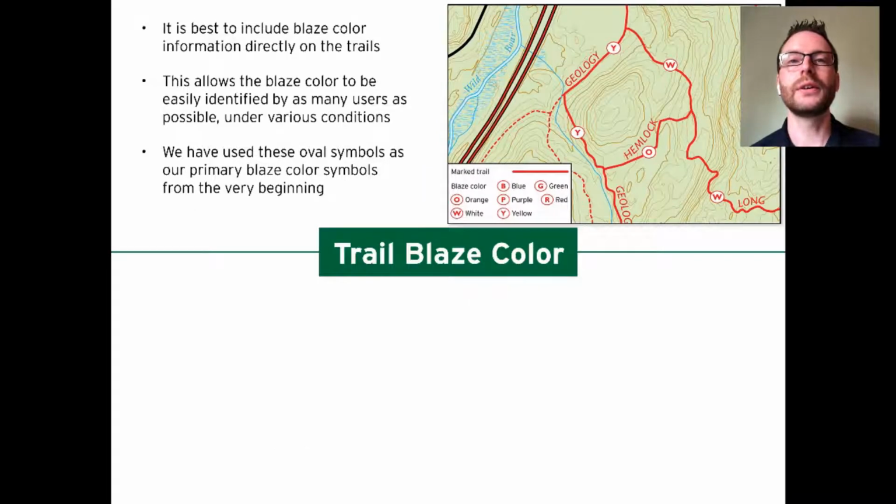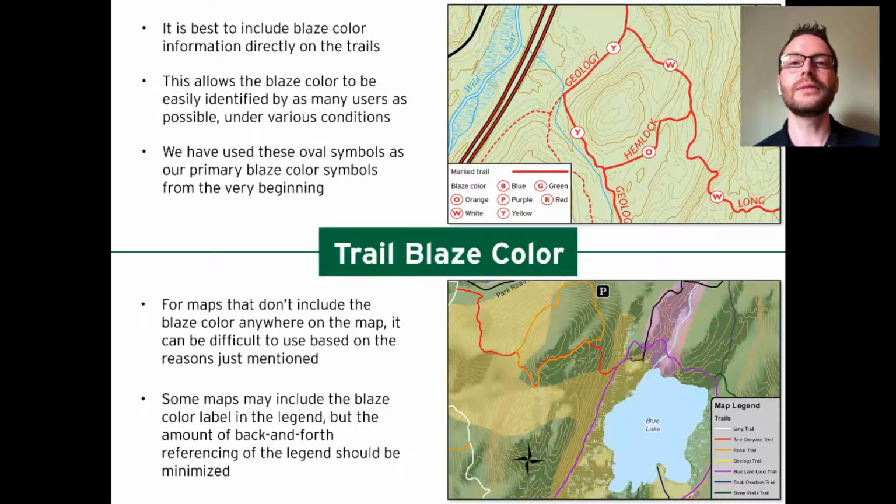I've touched on this on some of the last slides, but it's best to include blaze color information directly on the trails, in a way that can be easily identified by users under various conditions. We have used these oval symbols as our primary blaze color symbols from the very beginning. For maps like this example that don't write the blaze color anywhere on the map, it can be difficult to use based on the reasons just mentioned.